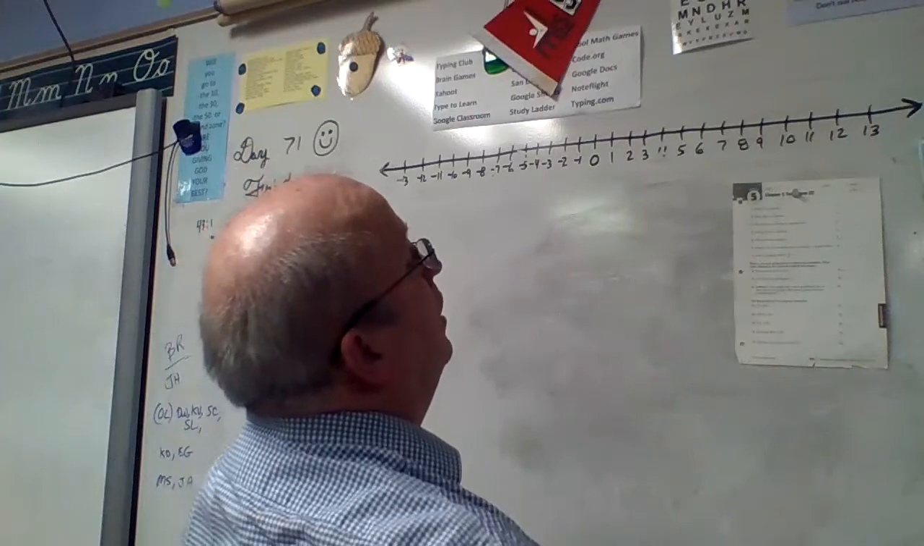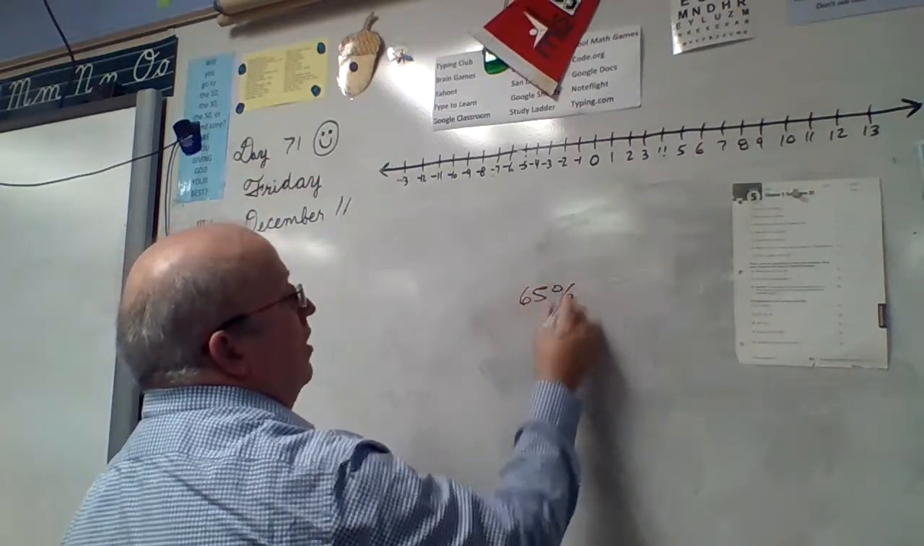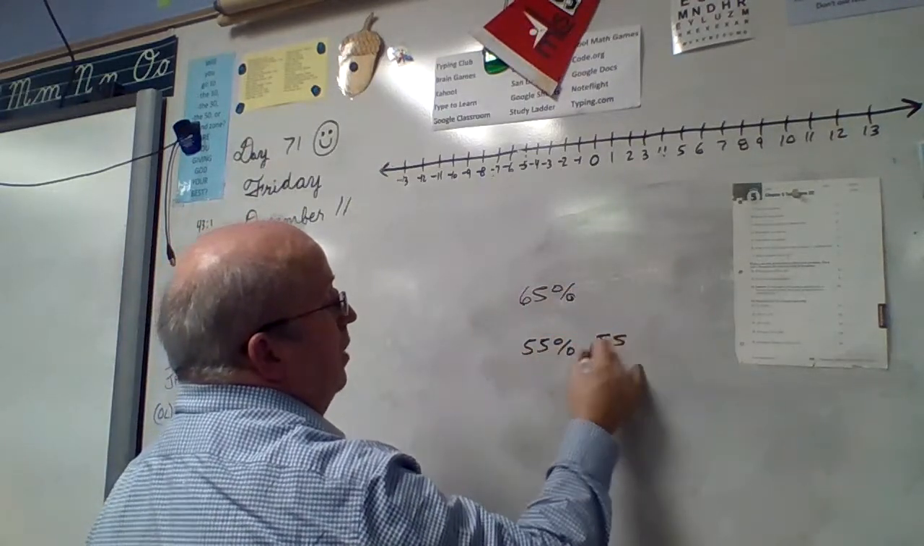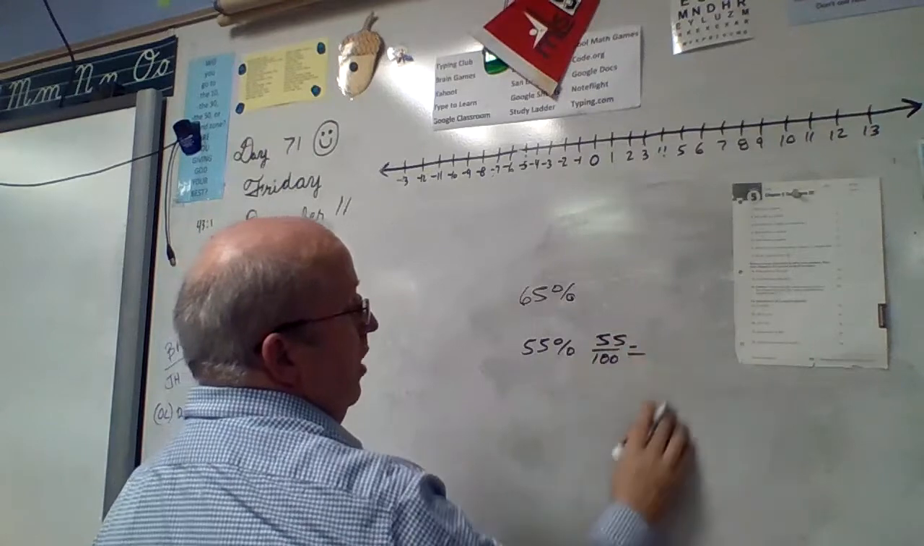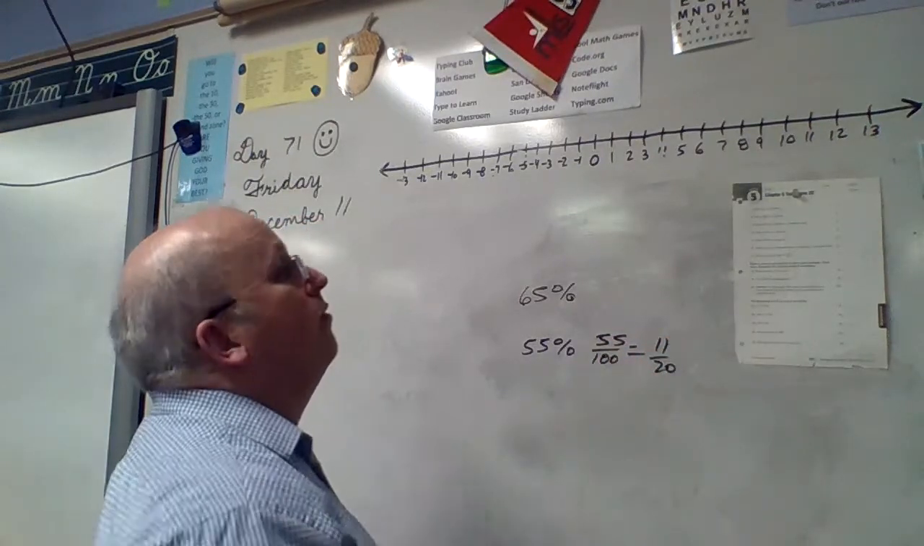How would I do number 3? 65% as a fraction in the simplest form. Well, I'm not going to do 65%, but I will do 55%. I just make it into a fraction that has 100 as its denominator. Simplify by dividing by 5. I got 11/20ths.